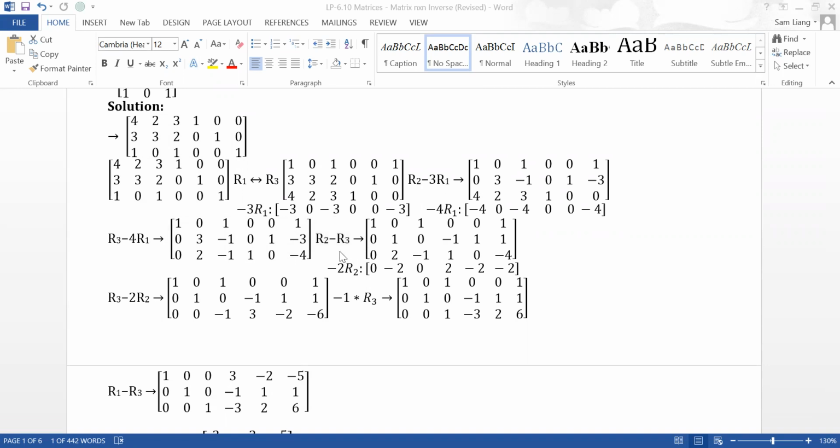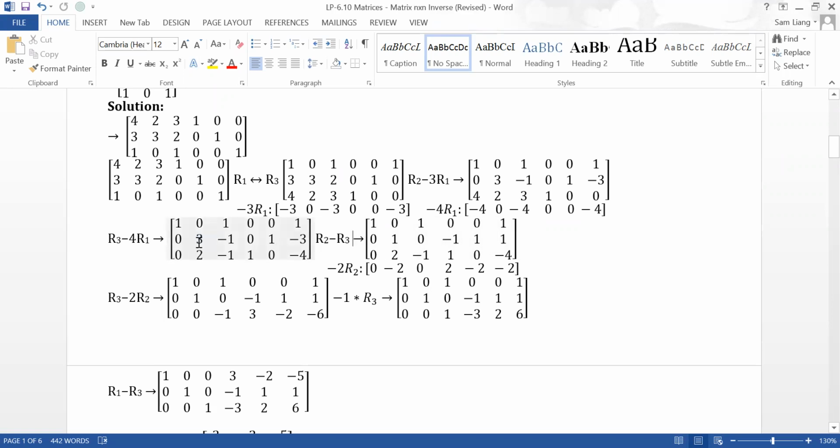Okay, so let me keep moving. Again, we want a 1 in place of the 3 here, because we want the staircase pattern in the 1s. We could technically divide by 3, but I won't do that because that will introduce fractions. So instead, I'm going to do R2 minus R3.